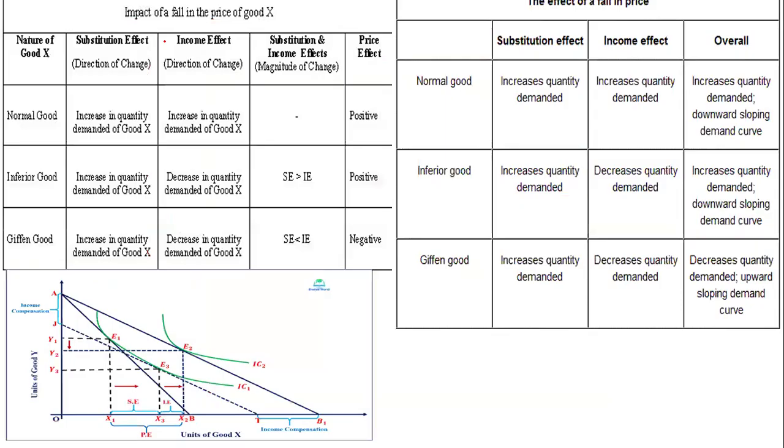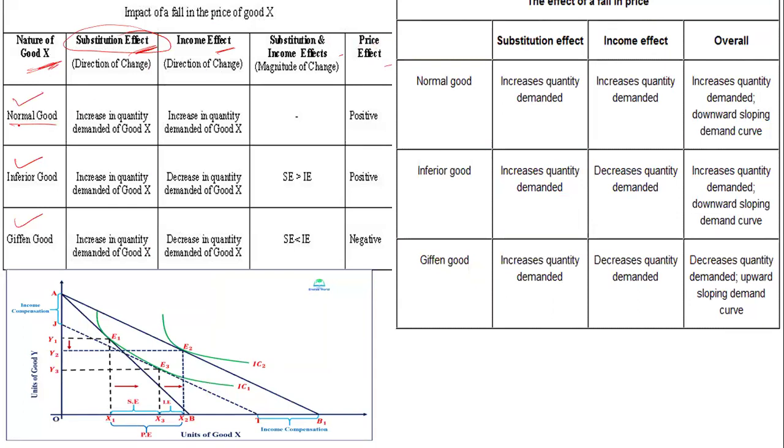Okay, now let's discuss the impact of the substitution effect. There is one X good. So what is the effect on the X good? It depends on the nature of the X good: whether it is a normal good, an inferior good, or a Giffen good. So what is the effect on the substitution effect, income effect, and the price effect?